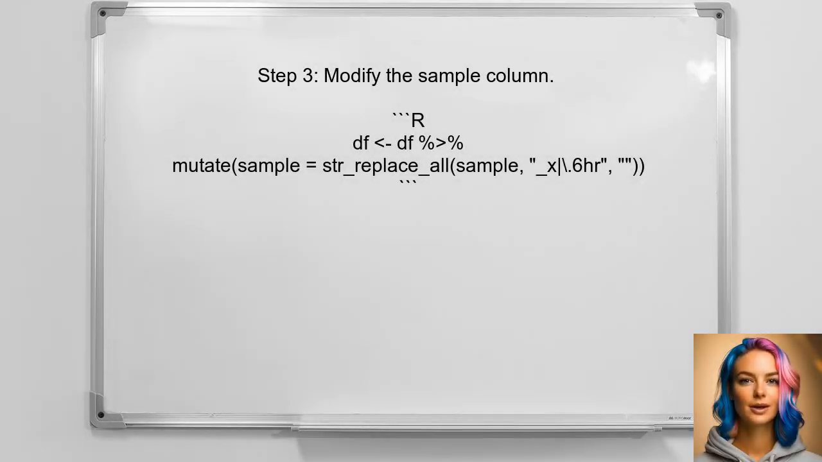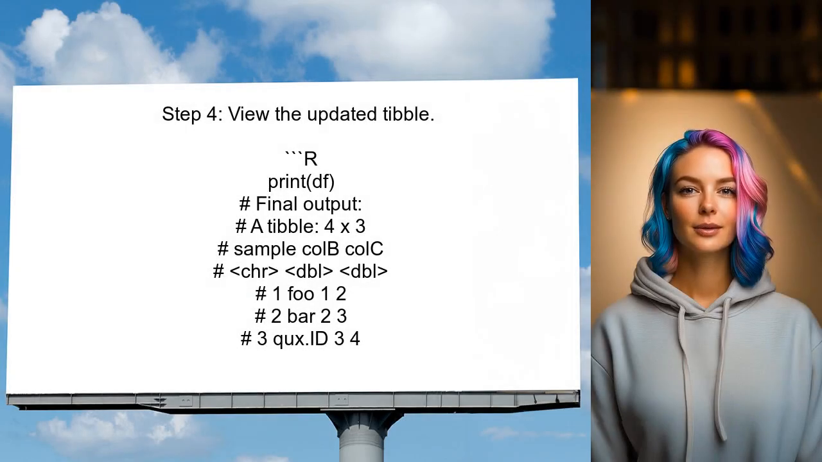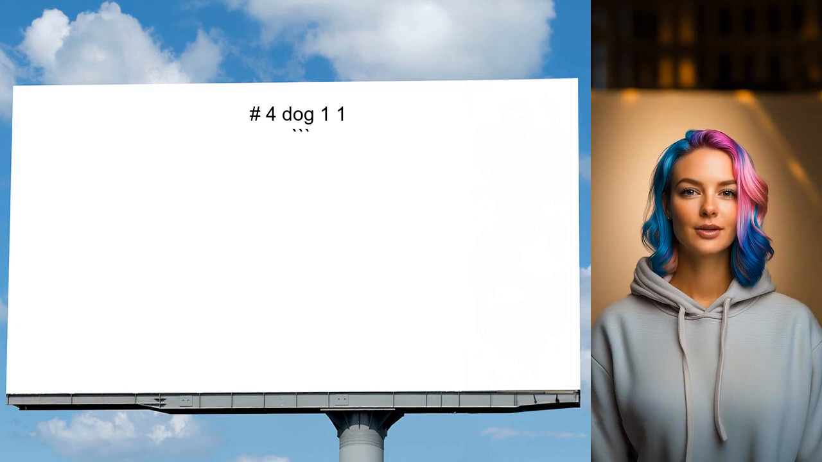Now the user can use the mutate function from dplyr to modify the sample column. They will apply the str_replace_all function from stringr to remove the specified substrings. Finally, the user can view the updated tibble to confirm that the substrings have been removed successfully. This will show the final structure of the data.